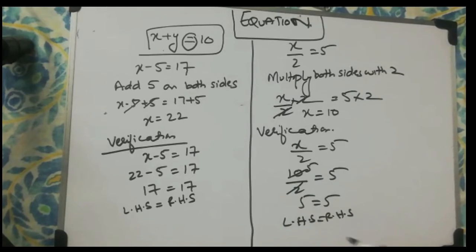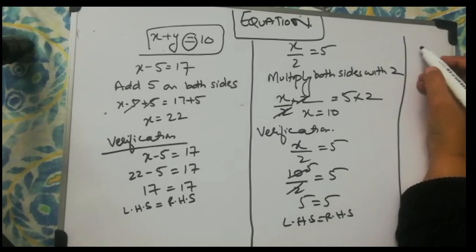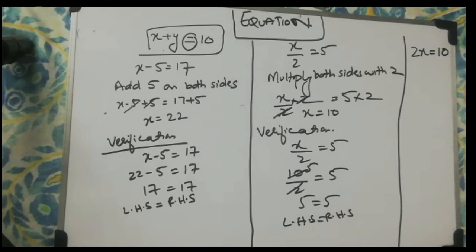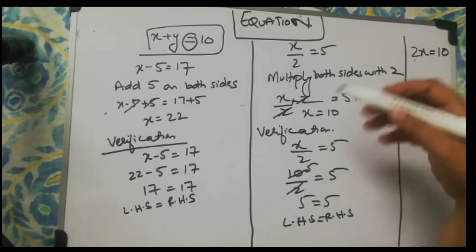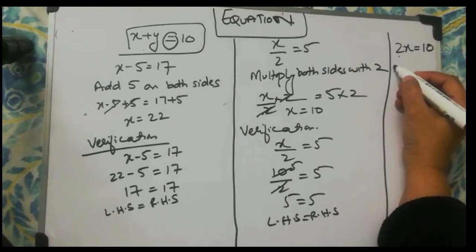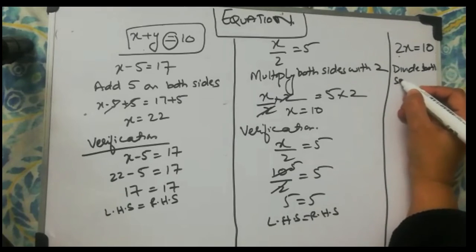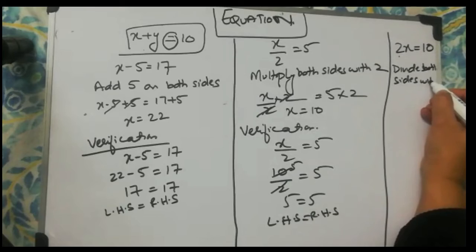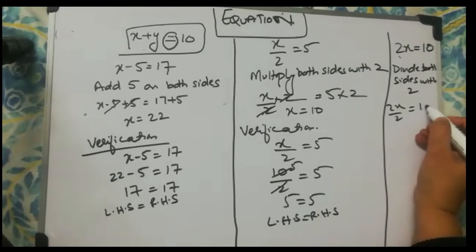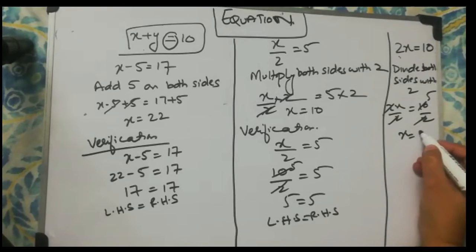If we have an equation with the multiplication sign, for example 2x is equal to 10, again we need the value of x. No sign means multiply. The opposite of multiplication is division. So divide both sides with 2. We have to look at the coefficient with x. So 2x upon 2, 10 upon 2. This and this cancel. 2 ones are 2, 2 fives are 10. X comes out to be 5.